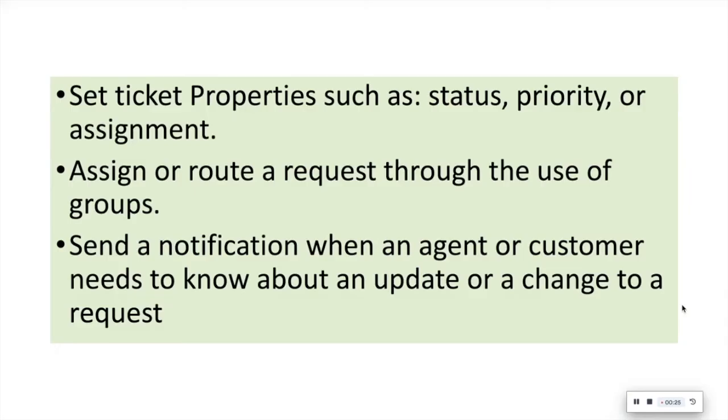Common ways to use triggers are to set ticket properties such as status, priority, or assignment, assign or route a request through the use of groups, and send a notification when an agent or customer needs to know about the update or a change to a request.